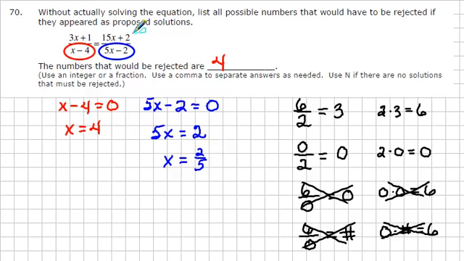If x is equal to 2/5, then 5 times 2/5 would be 2, and 2 minus 2 is 0. If 2/5 is a proposed solution, then it would need to be rejected. So the other number that needs to be rejected is 2/5. So the numbers that would be rejected are 4 and 2/5.